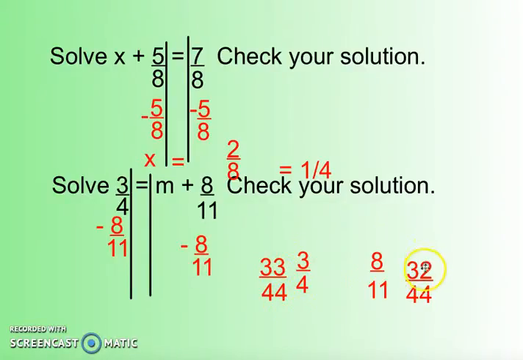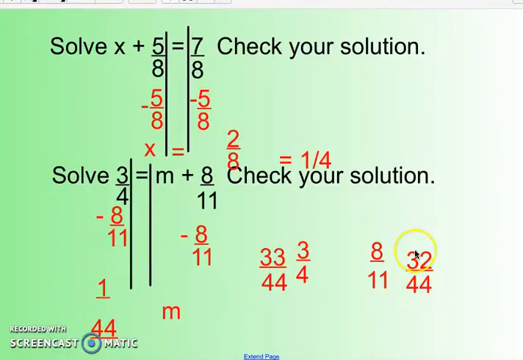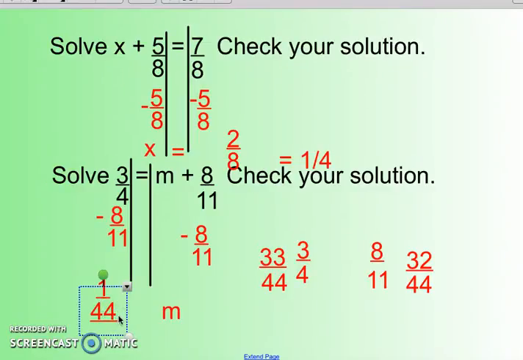Now can I subtract these? 33/44 minus 32/44. So 33 minus 32 is 1. And the 44s stay the same. The 44 stays the same. And so let me get rid of this underlining part. So my answer for m is equal to 1/44.